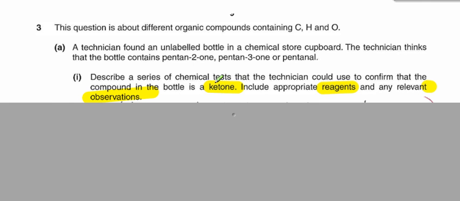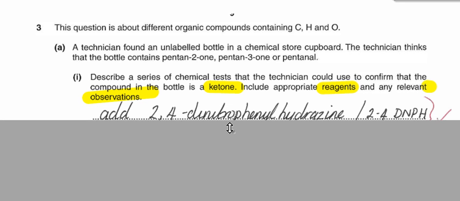observations. So appropriate reagents, relevant observations. I would also, in this question, make sure that you get conditions in as well. You never can be quite sure what they're going to put on the mark scheme. Here you definitely want reagents and observations, but I suggest that you get down some conditions as well. So take a moment to think what you would answer.